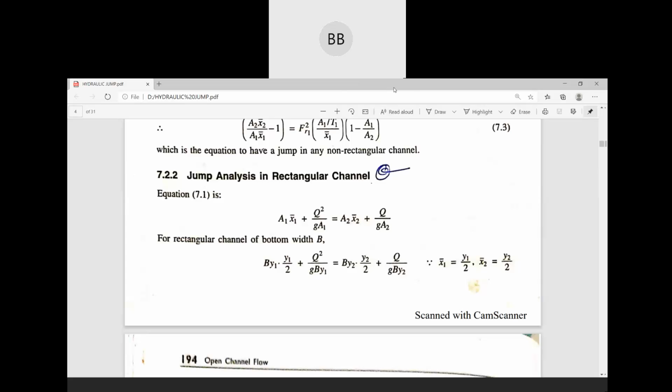Then you write down this expression. I think you are familiar with this equation. We have already derived this in chapter 1 or 2. Just write down one line: this came from the momentum equation.